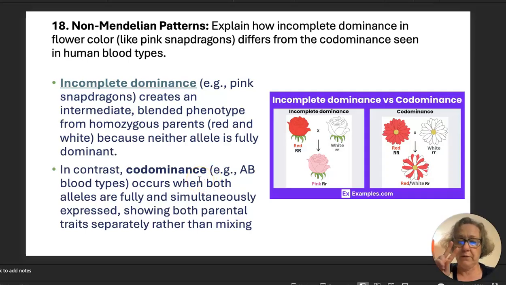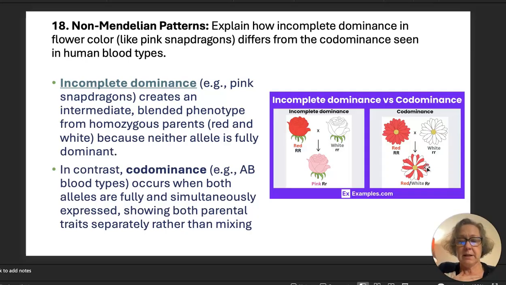Codominance is both of them are exhibiting, they're both showing. So the example here in the flower would be they're red and white, and from far away it looks pink. Or fur, that's black and white, and from far away it looks brown.